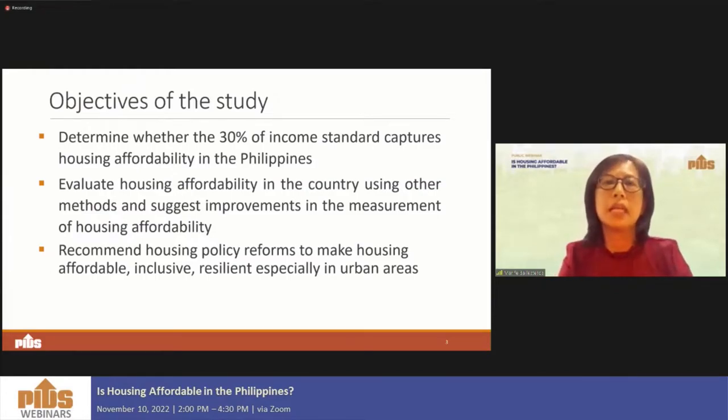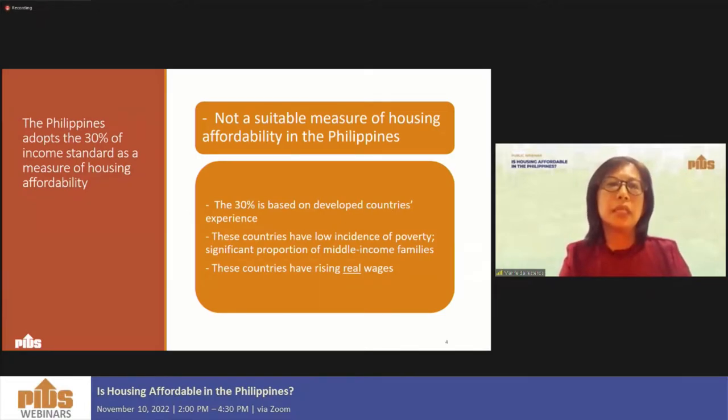So we argue, next slide please, that the 30% income standard currently being used as a measure of housing affordability is not a suitable measure for the Philippines, because it is mainly based on developed countries' experience. Actually, the 30%, as I mentioned, is a rule of thumb. Even during the post-war, the assumption was that if you can pay for housing, whether rent or amortization, equivalent to 1 week's wages, then housing is affordable. Later on, this was increased to 30% based on the experience of developed countries.